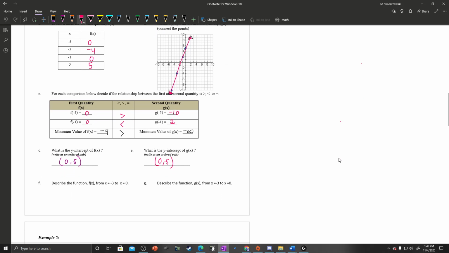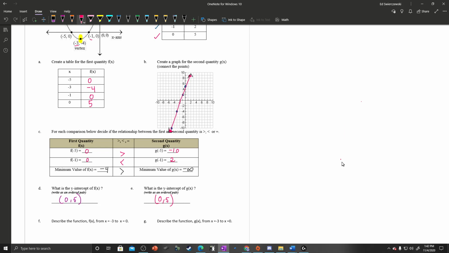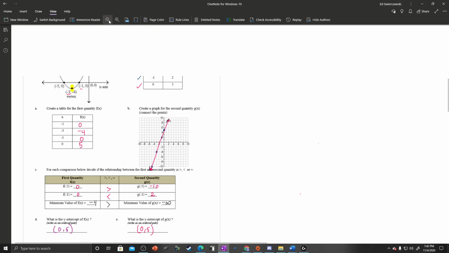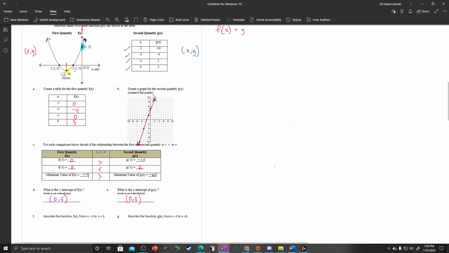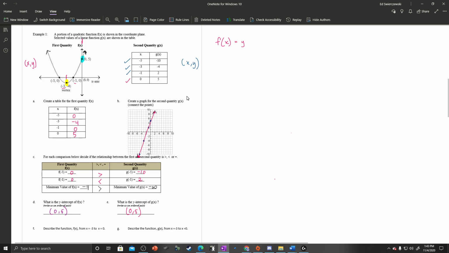Then we can describe the functions. So how would we be able to describe f of x from negative 3 to 0? So from negative 3 to 0, would we say that this is increasing, decreasing, or constant? So I would say that the function is increasing.